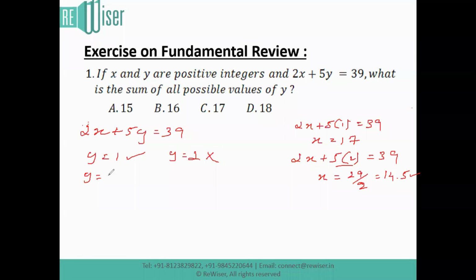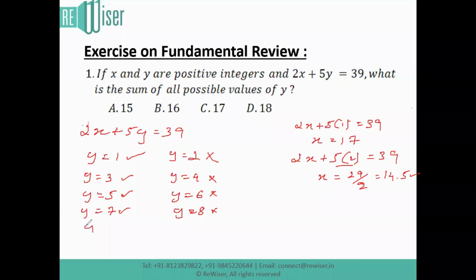Similarly, when y is 3, you will get a positive integer for x. When y is 4, you won't. When y is 5, you will get a positive integer for x. But when y is 6, you won't. When y is 7 also, you will get it. When y is 8, you won't.